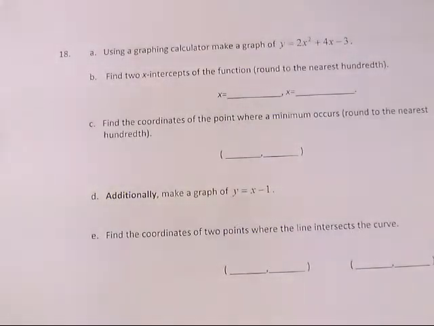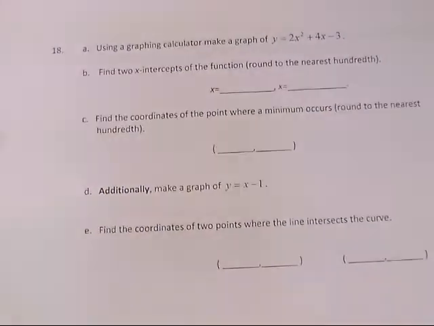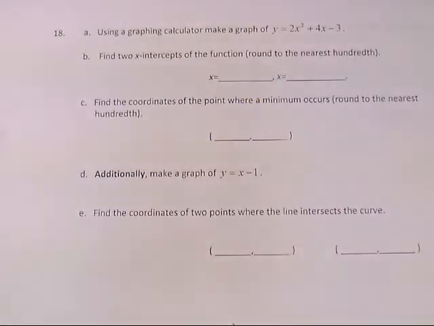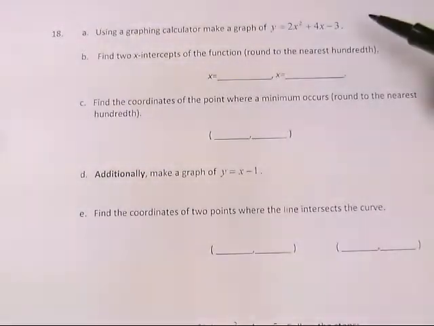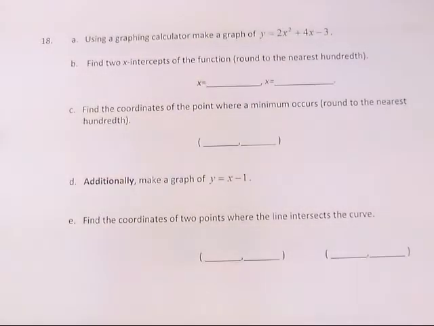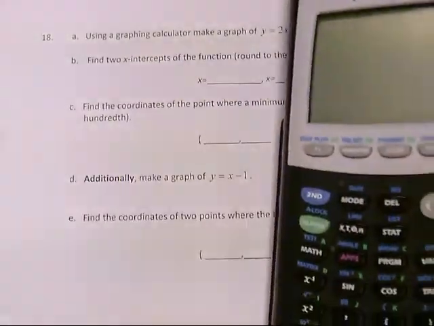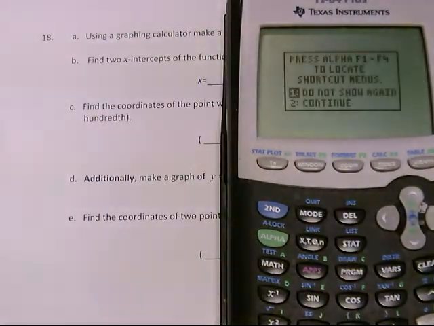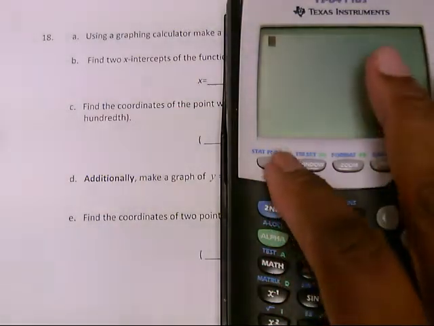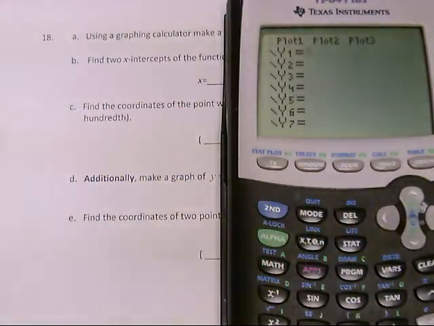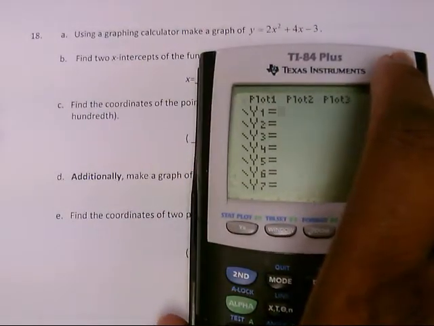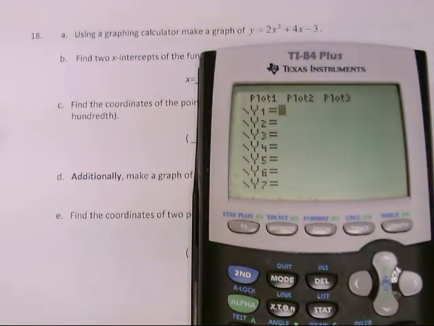Alright, number 18 is using the graphing calculator to make a graph of this function y is equal to 2x squared plus 4x minus 3. And this is laid out in 5 different steps here. So here, this is where we use our graphing calculator. In part A, it's just using the calculator to type in your equation. So here we're going to press the y equal to for our equation, and we're going to enter the 2x squared plus 4x minus 3.